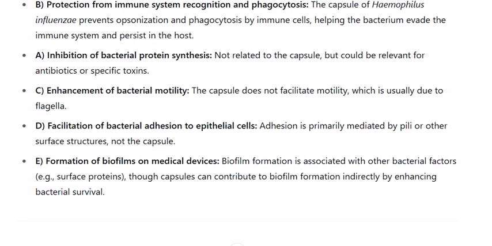D. Facilitation of bacterial adhesion to epithelial cells. Adhesion is primarily mediated by pili or other surface structures, not the capsule. E. Formation of biofilms on medical devices. Biofilm formation is associated with other bacterial factors, e.g. surface proteins, though capsules can contribute to biofilm formation indirectly by enhancing bacterial survival.